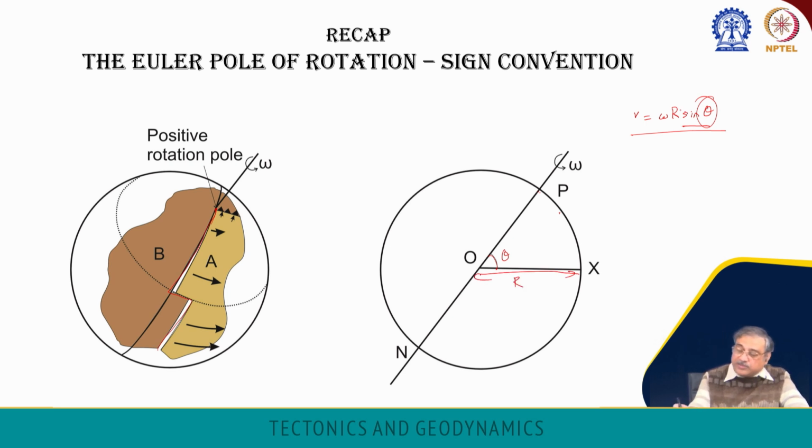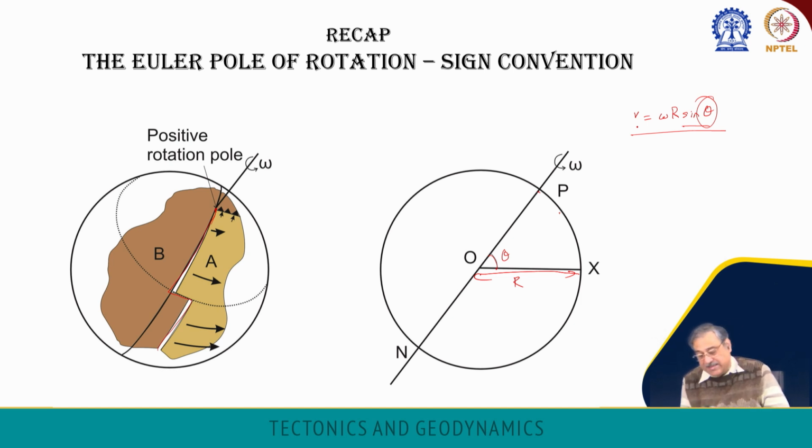Okay, so this means that the maximum linear velocity that we can expect for anything that is following these principles is with respect to something that is oriented at 90 degrees with respect to the Euler pole of rotation. So it has to be present at an angle of 90 degrees with respect to the Euler pole of rotation here.